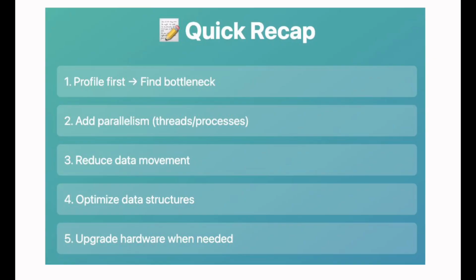Here's a quick recap. In order to optimize and speed up your batch processing job, you want to profile first and identify whether your application is I/O bounded or CPU bounded. And based on that, you can add parallelism. If it is I/O bounded, you want to add more threads. If it's CPU bounded, you want to use multiprocessing. Another trick is to reduce data movement. Avoid cross-region transfer and try to move compute to data if your data is too large.